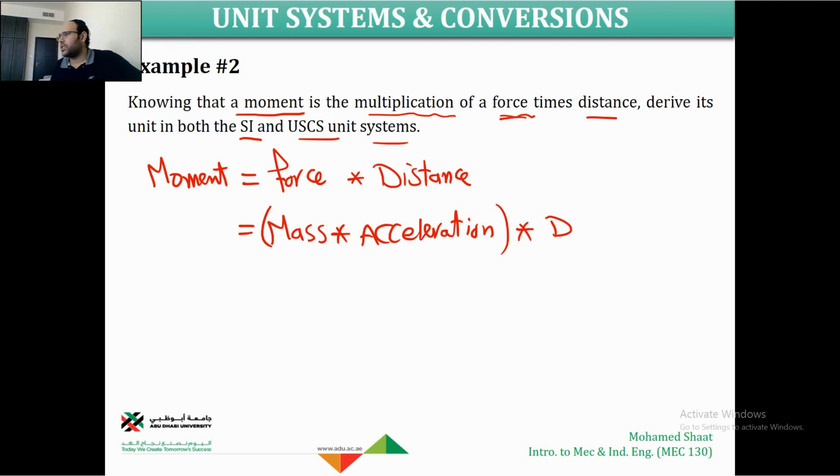What is the unit of any distance? If I ask you the distance from Al Ain to Abu Dhabi, you're going to say that it is around 100 kilometers. So kilometer is a measure of a length. And the length is a basic quantity. It means that the distance itself is a basic quantity.